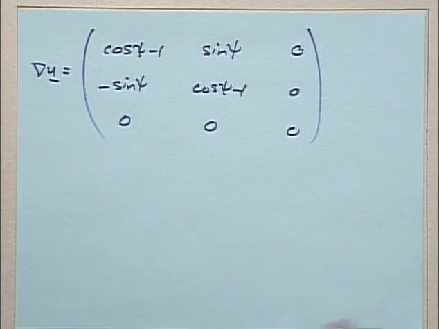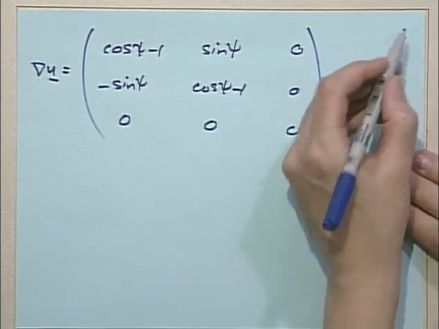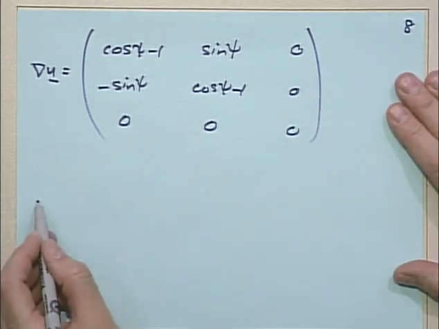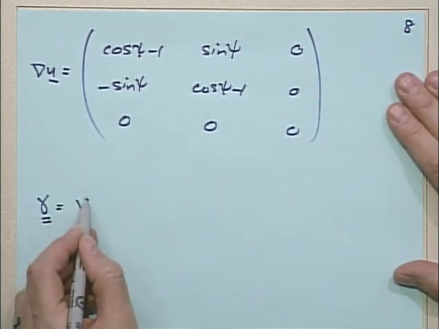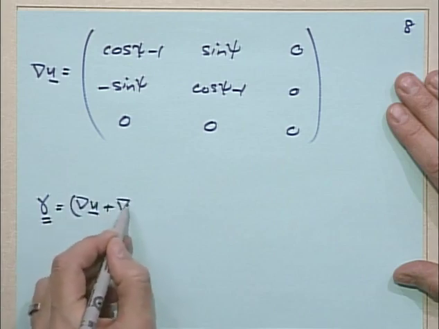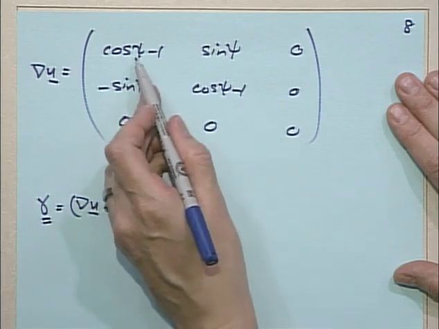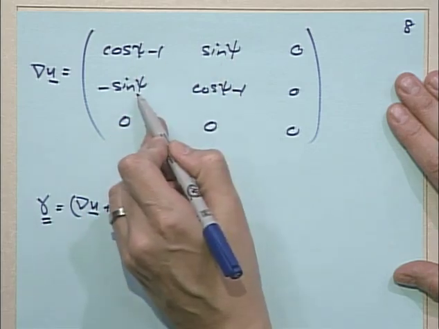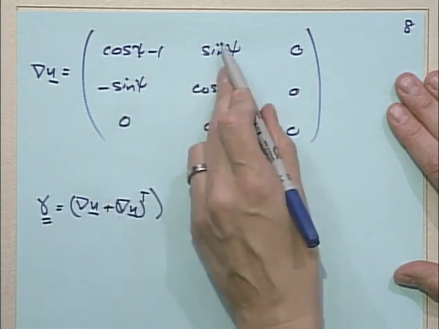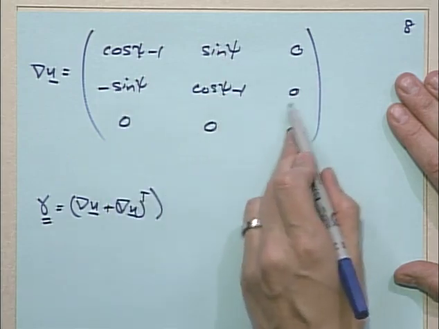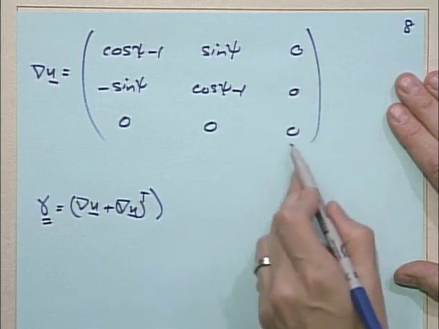Okay, so this is just carrying out the usual operations for grad u. And now we would take grad u plus grad u transpose. So that means gamma is grad u plus grad u transpose. This plus its transpose doubles it. This plus its transpose becomes 0, 0, 0. This becomes double, 0, 0, 0, 0.